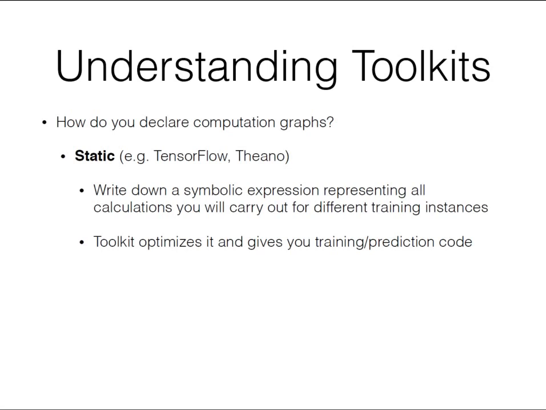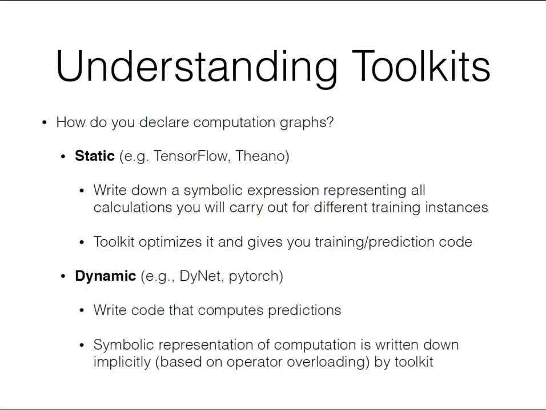And that calculation is basically going to be static. So if you have some variability across training instances, your graph needs to encapsulate the ability to deal with all of this variability. And then once you write down this symbolic graph, or you write a program that generates this symbolic graph representation of a program, then the toolkit optimizes it, and it gives you basically code that lets you train and make predictions. So the great thing is you have this graph, you can run all the best compiler optimization techniques on it and get really fast code.